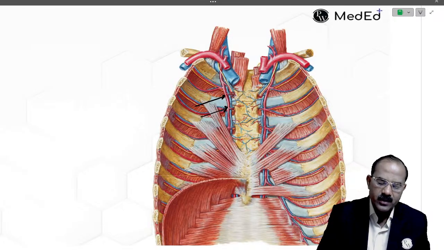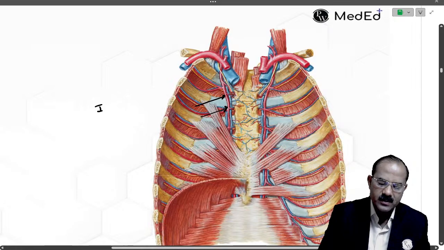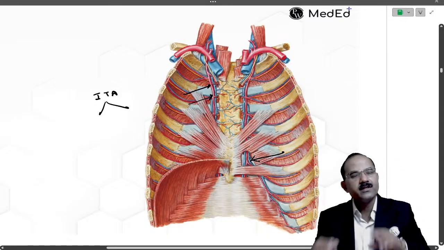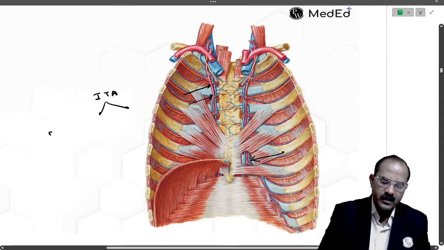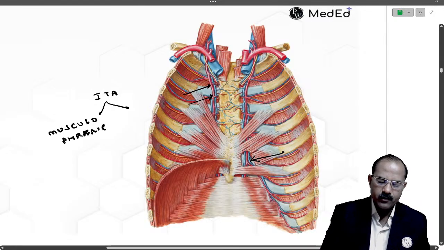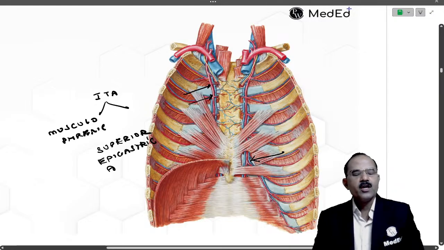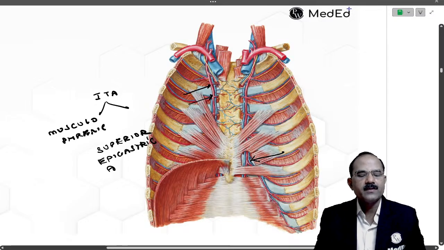Now this internal thoracic artery, students, at the sixth intercostal space, look at this, at the sixth intercostal space, it divides into two branches. It divides into a musculophrenic, and the second one is superior epigastric artery.